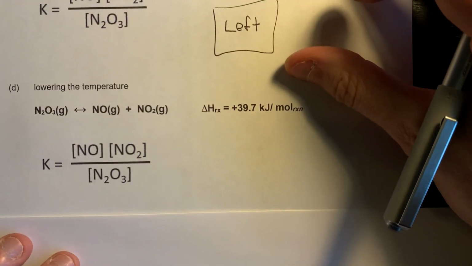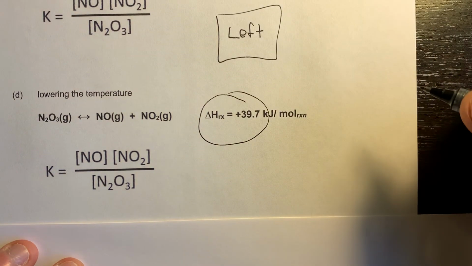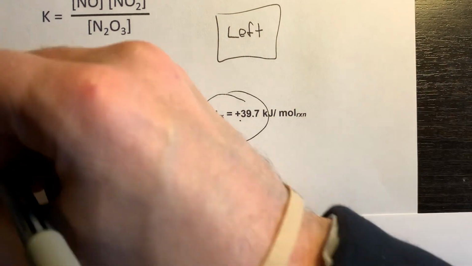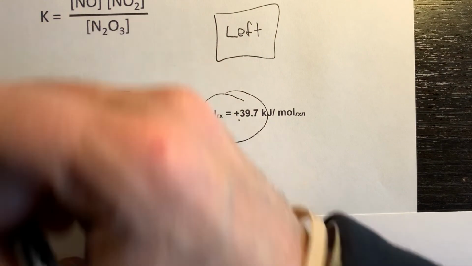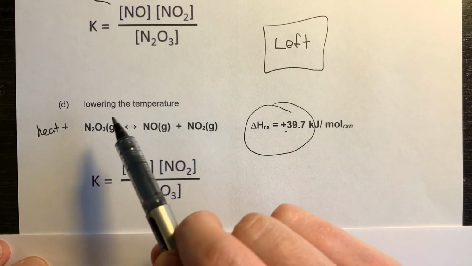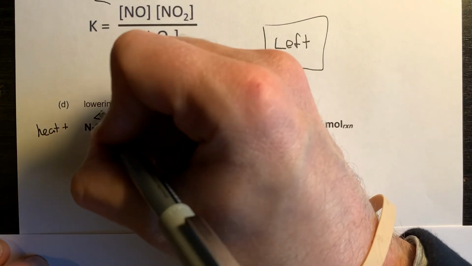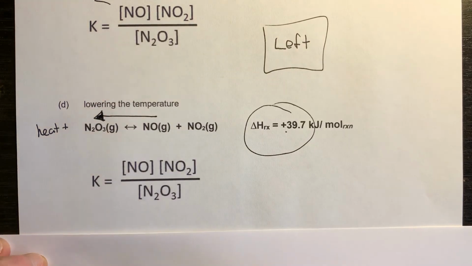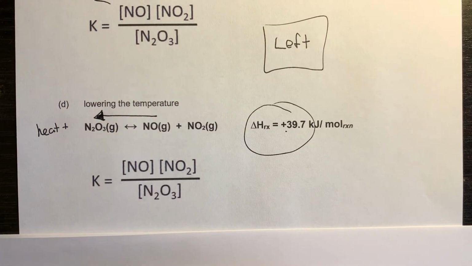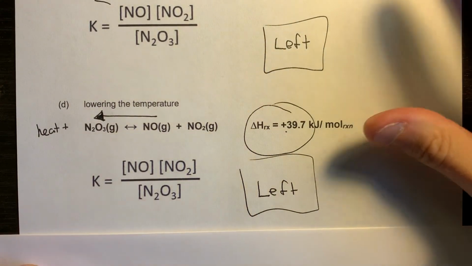As far as part D goes, if we lower the temperature, we know that we have to be doing something with our delta H term. If it's positive, this means we have an endothermic reaction on our hands, where we're going to consider heat to be a reactant. If we lower the temperature, the system wants to find a way to essentially increase the temperature. And so in doing so, it shifts to the side where heat is. It wants to actually produce more heat. And so we have a shift left in part D here.